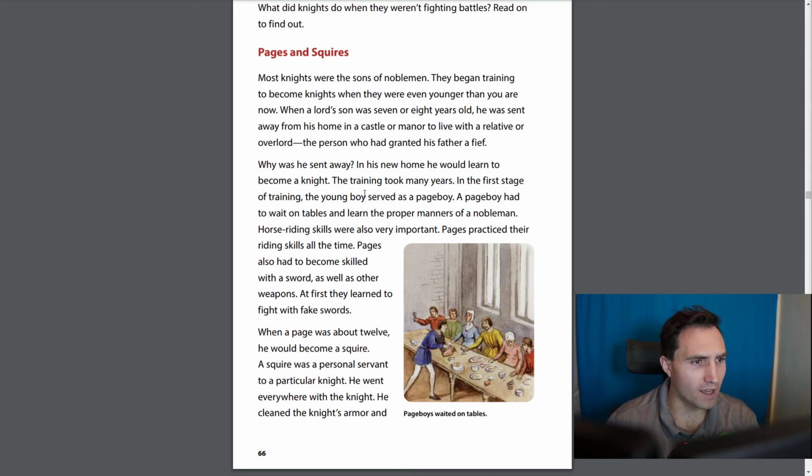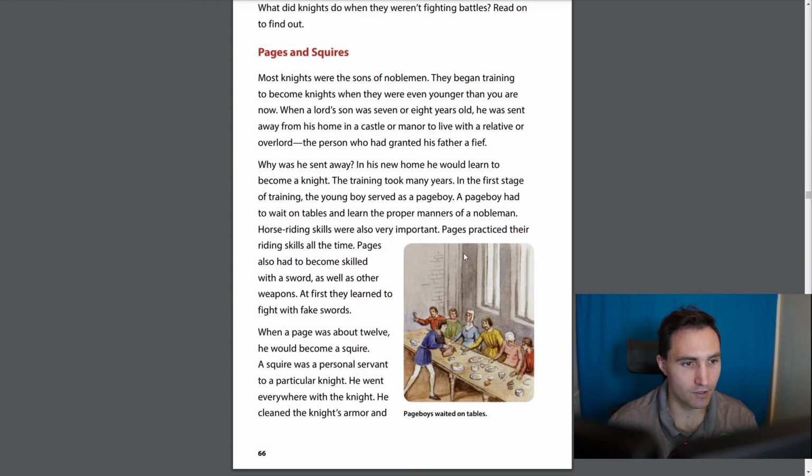Why was he sent away? In his new home, he would learn to become a knight. The training took many years. In the first stage of training, the young boy served as a page boy. A page boy had to wait on tables and learn the proper manners of a nobleman. Horse riding skills were also very important.